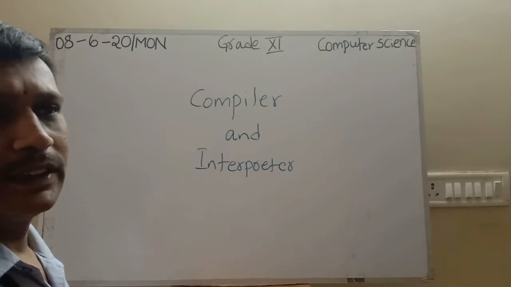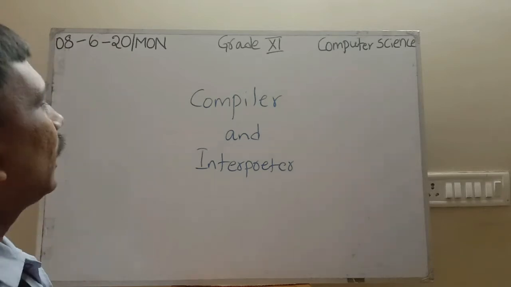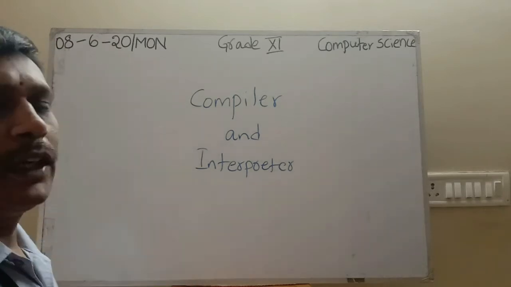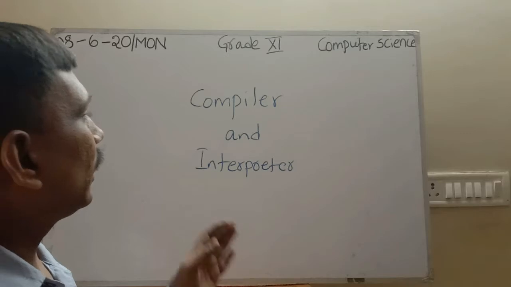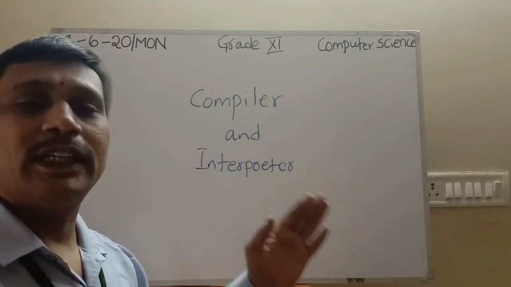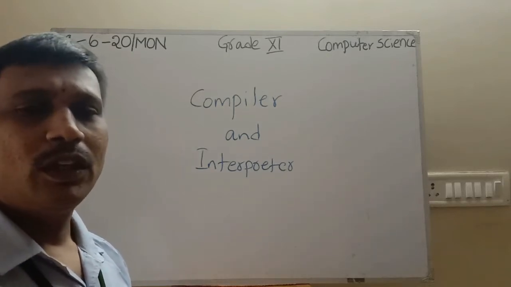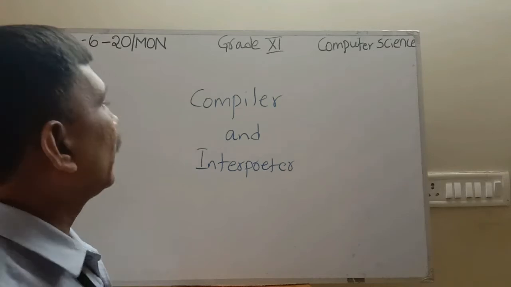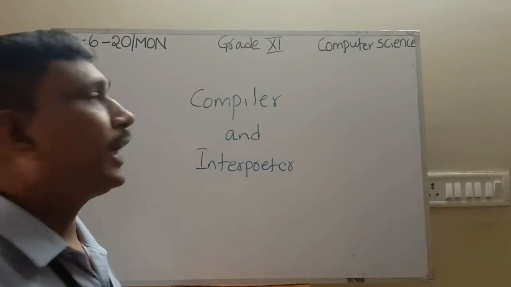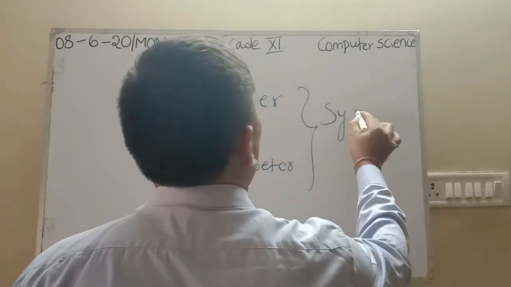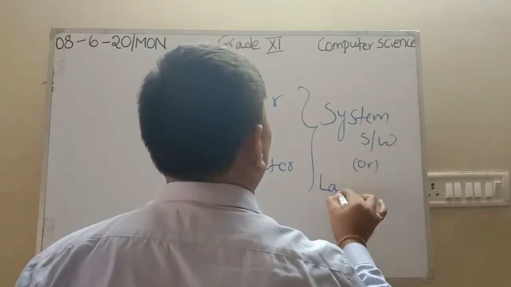Last class we discussed translation programs. Assembler is a translator program, like that compiler and interpreter are also translator programs. Assembler translates second generation language to first generation language, that is assembly level language to machine level language. Compiler and interpreter are system software, or language translators.